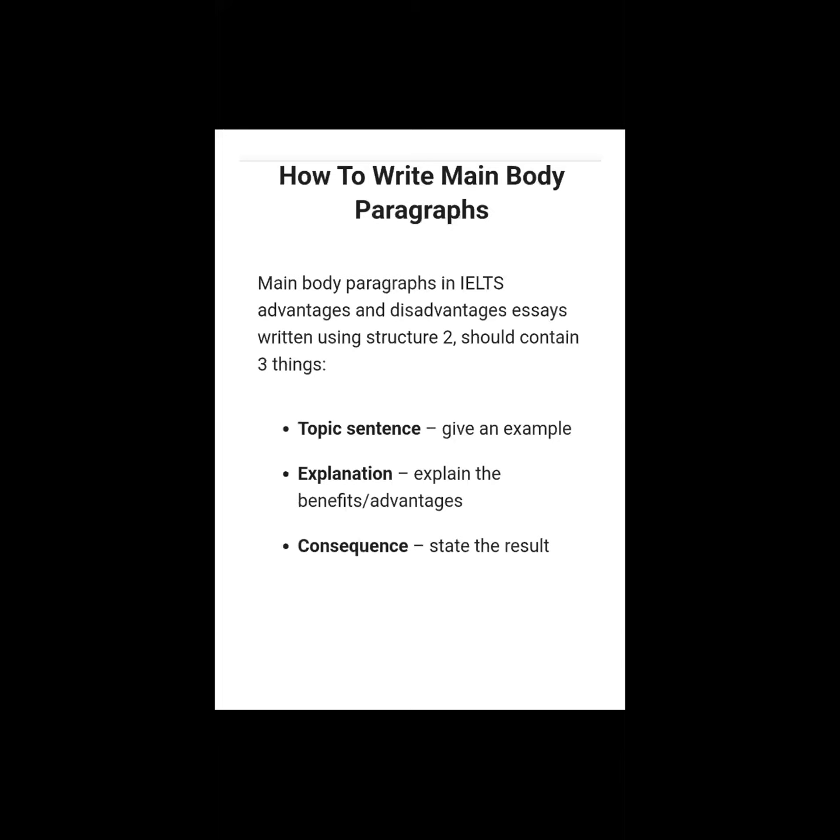So how to write main body paragraphs? We are done with the introduction paragraph. The main body paragraph in IELTS advantage and disadvantage essays written using structure 2 should contain three things: topic sentence, where you give an example; explanation, where you explain the benefits and advantages; then consequence, where you state the result.